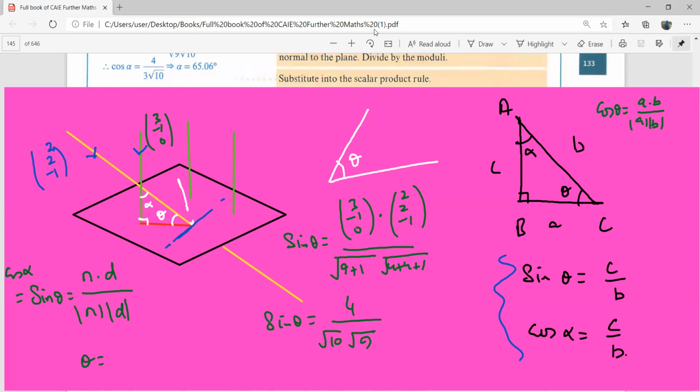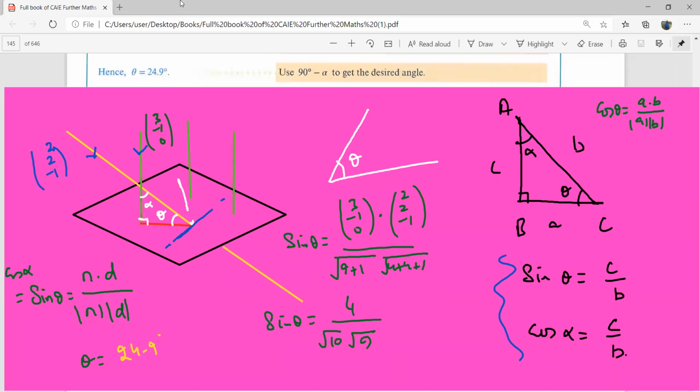No, no, we are doing sine theta, right, so not cos. No, we take sine inverse, and we get 24.9. The sine theta is 4 over 3 root 10, and the sine inverse of this is 24.9. So this theta is 24.9 degrees. Okay, so that is the answer over here.